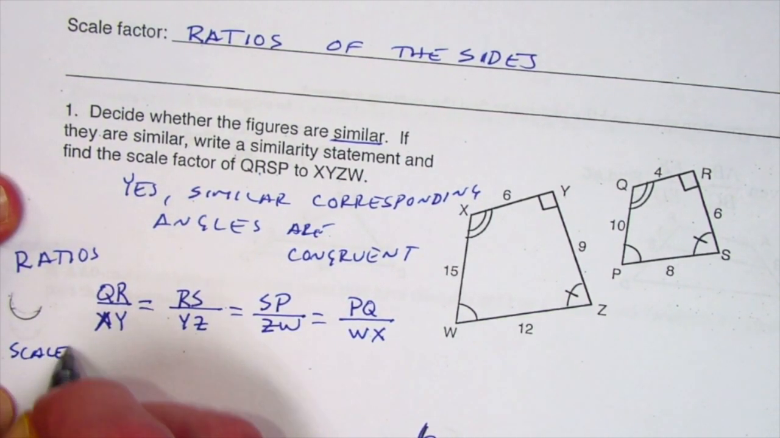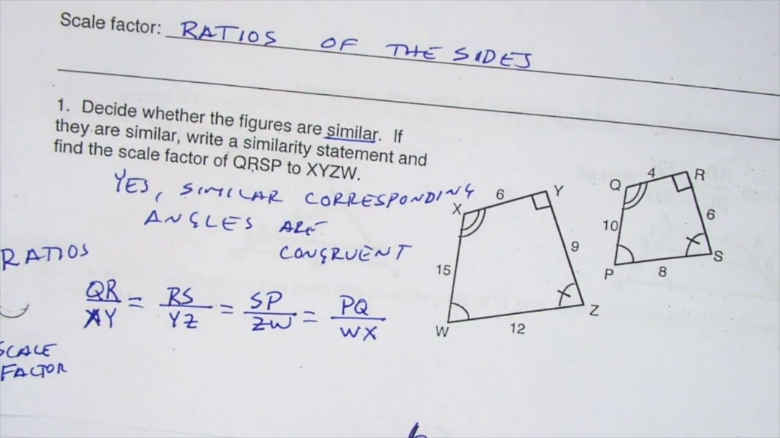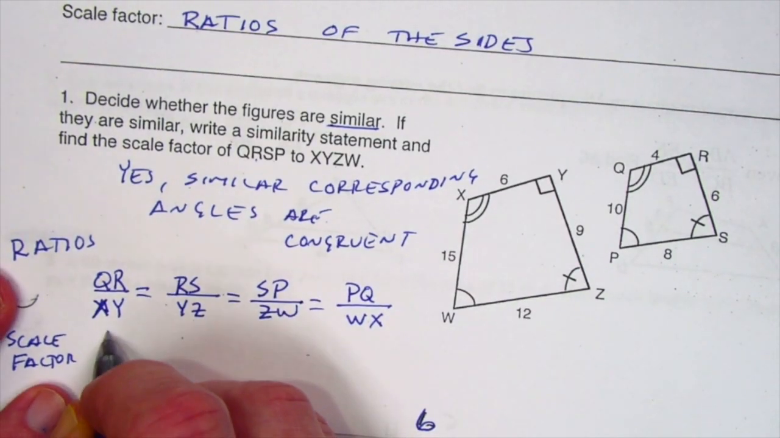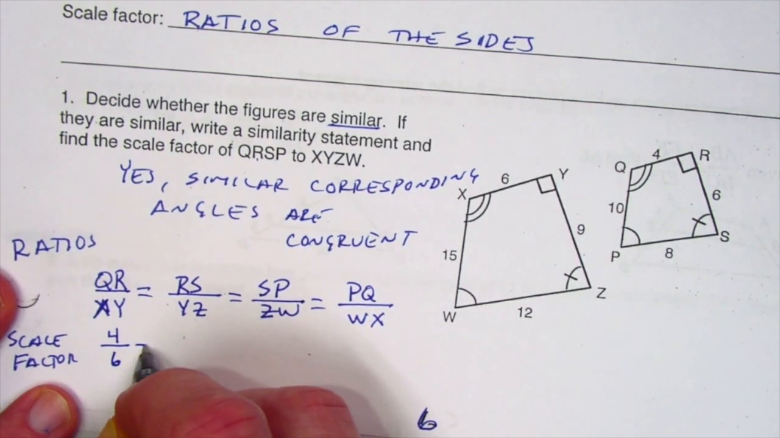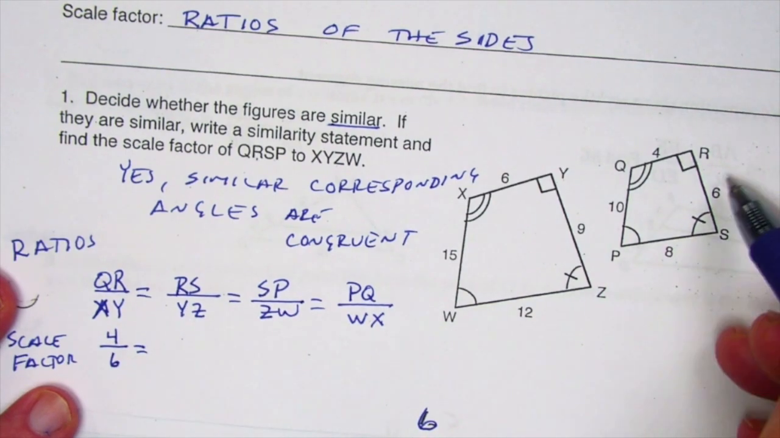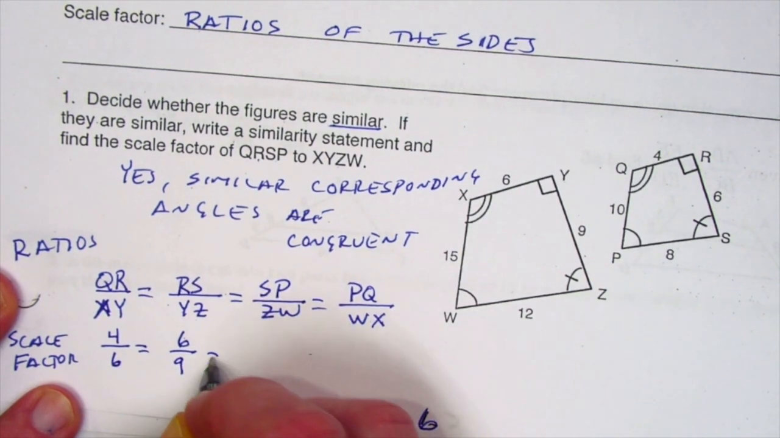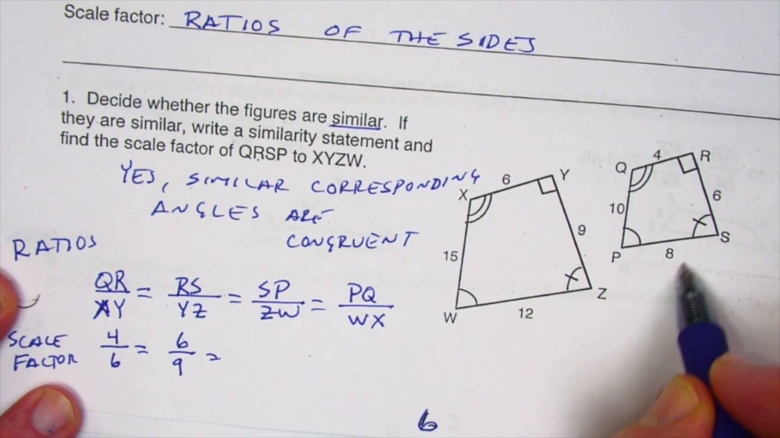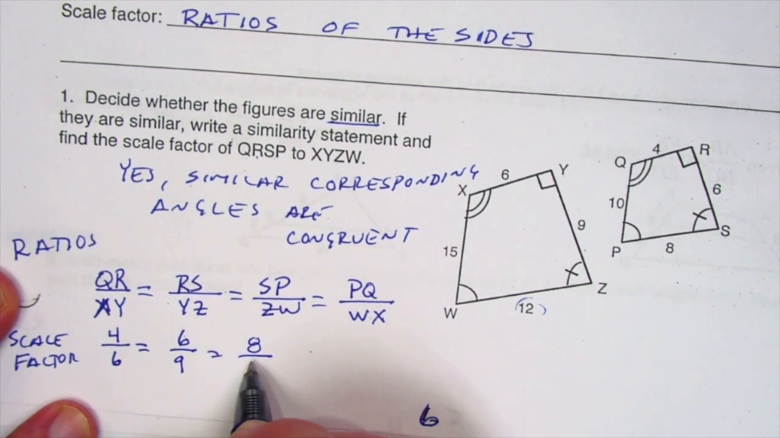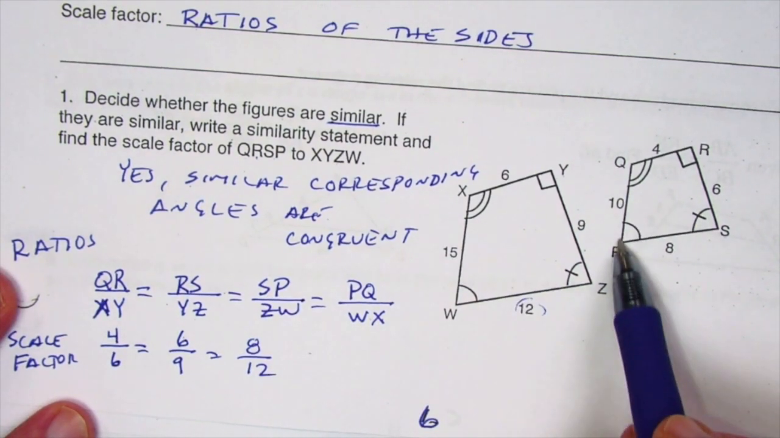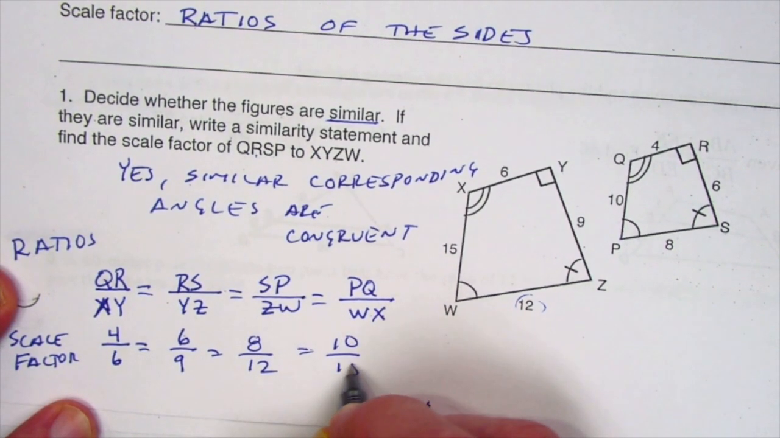And we're just going to plug those numbers in. Because they're similar, they have to be the same. So QR was 4. XY was 6. So scale factor is 4 over 6, but I want to make sure they're all the same. RS was 6. YZ was 9. So it's 6 over 9. SP was 8. ZW was 12, so that was 8 over 12. And then I have PQ, which is 10, and WX, which is 10 over 15. Well, are all these the same? I bet they are.